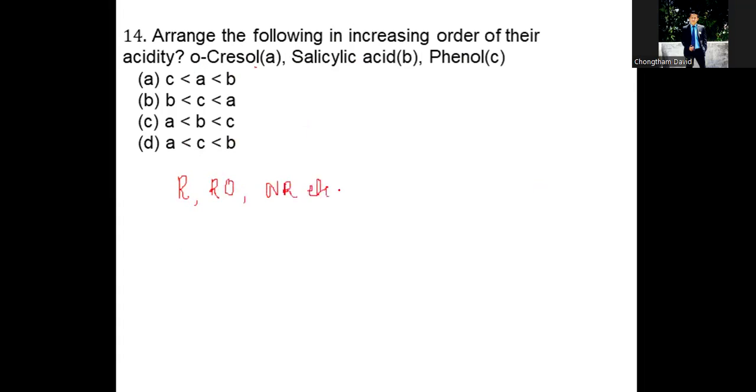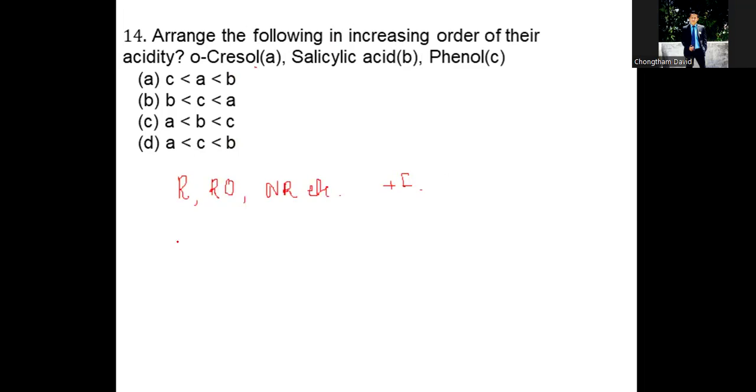These are all electron releasing groups. They have plus I effect. These electron releasing groups intensify the negative charge of the phenoxide ion, that is, they destabilize it, which decreases the ionization of the parent phenol. Therefore, it decreases acidity, while electron withdrawing groups increase acidity.